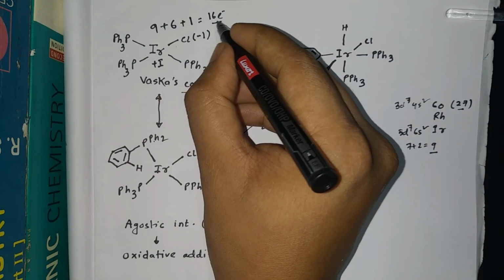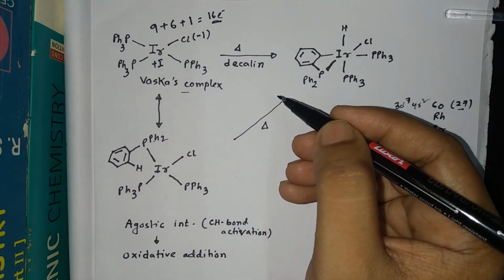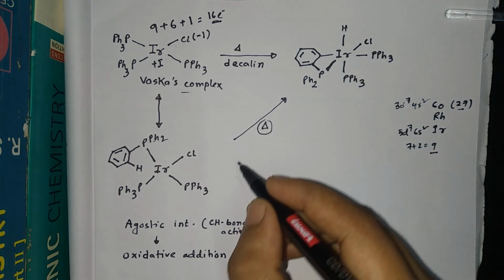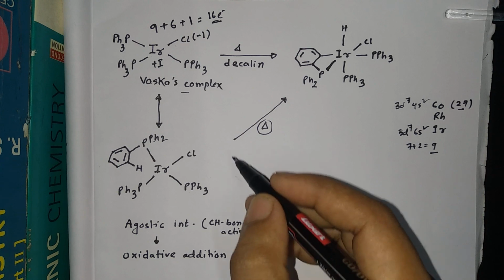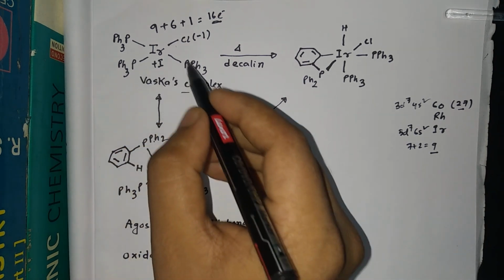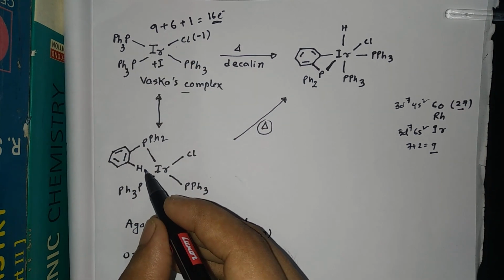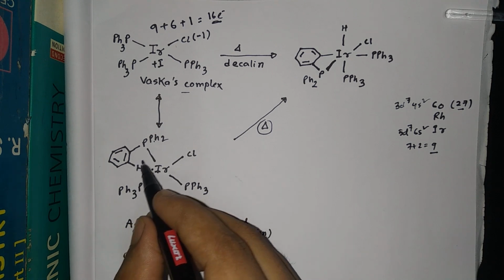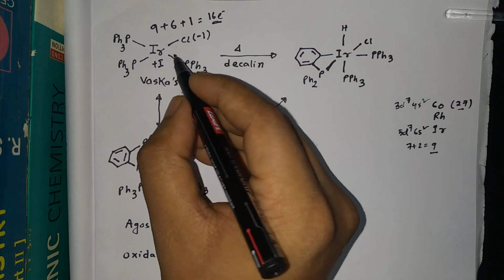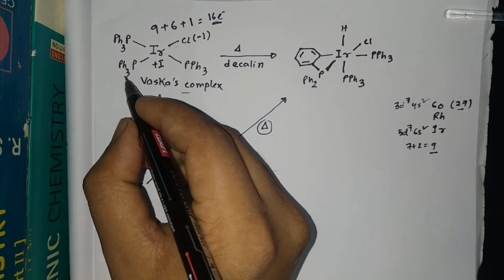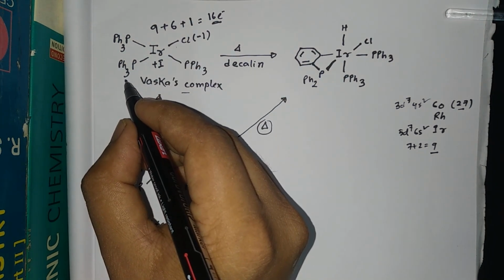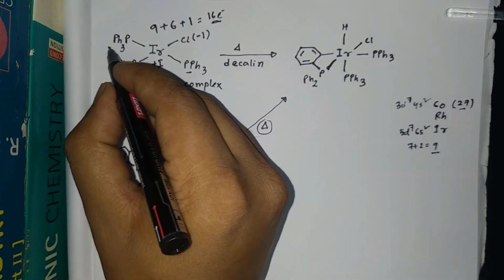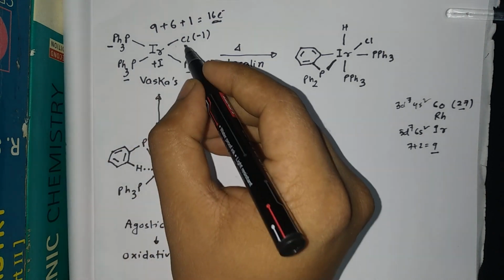A 16 electron system is not so stable, we know, and it will go for a reaction. Here the heating condition is given and no other ligand is given, and hence it will react with its own ligand, going for an agostic interaction with the CH hydrogen. Before that, I want to say that there are two types of PPh3. One PPh3 is trans to this Cl, and the other two PPh3 are cis to Cl.